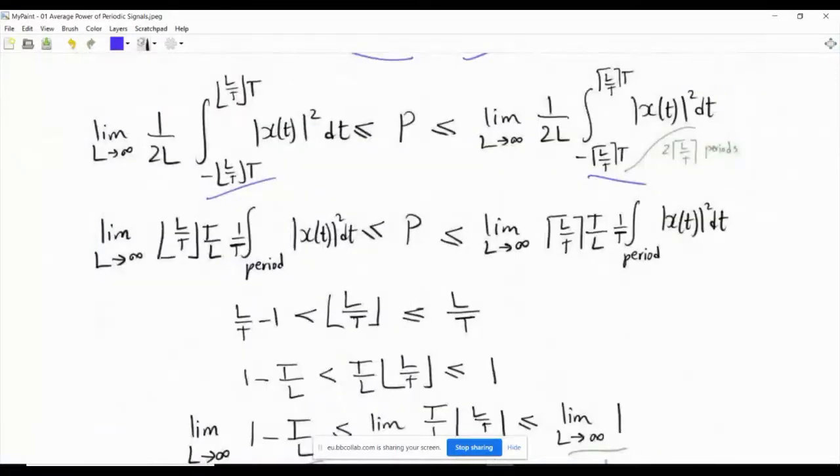So let's go here. Again, the trick is doing this upper bounding and using the ceiling. Now, how many periods do we have inside for this integration?